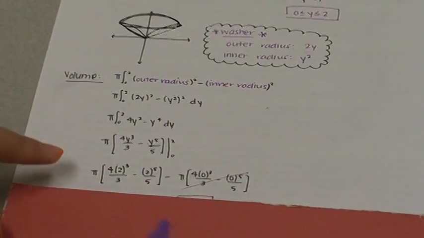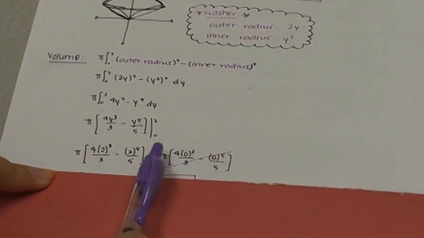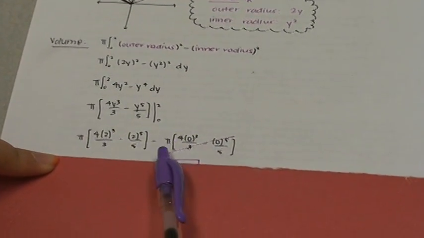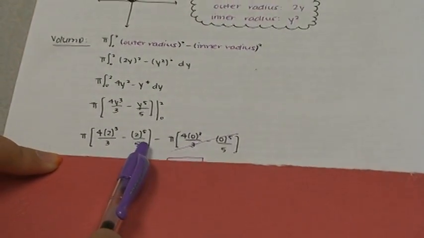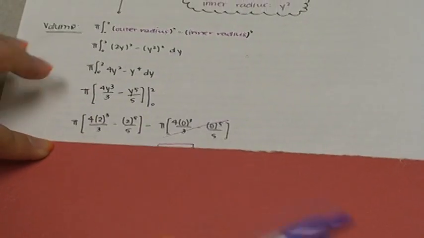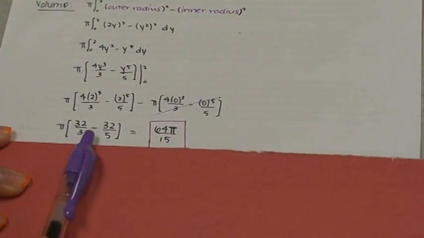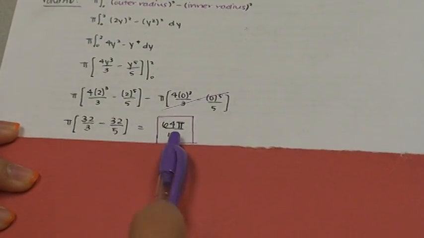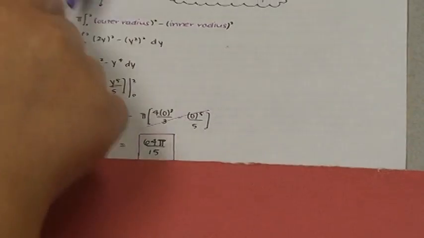So here when we plug in first the 2, we get this whole thing, and then minus when we plug in the 0, but then everything's going to go to 0, so that's just going to be nothing. So we just need to focus on this. So after we do all the calculations, we get pi times (32 over 3 minus 32 over 5), which gives us 64 pi over 15. And that's the volume of this region right here, this solid.